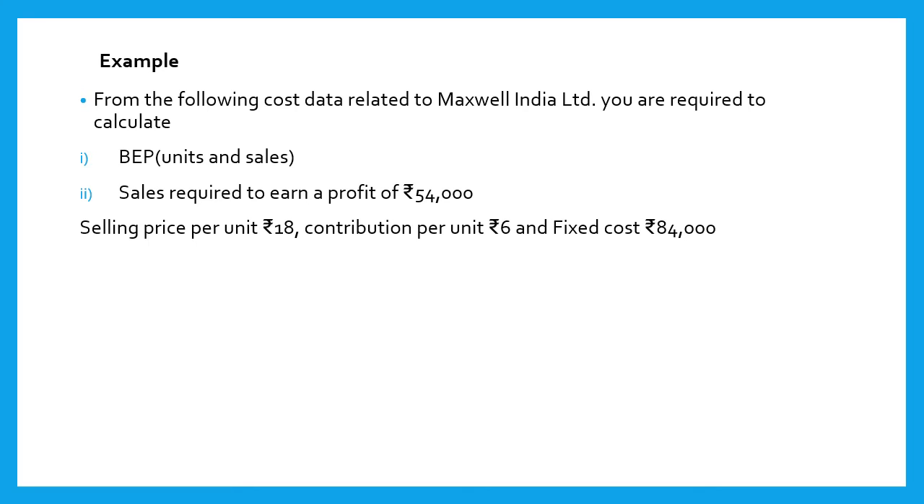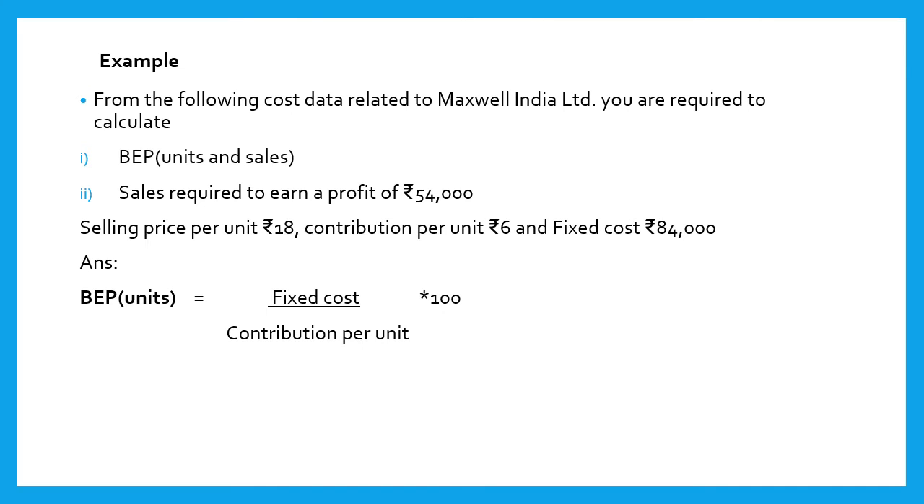Now let's move forward to another example. From the following cost data related to Maxwell India Limited, you are required to calculate BEP in units as well as in sales. Second, sales required to earn a profit of rupees 54,000. They are given the information, that is selling price per unit rupees 18, contribution per unit rupees 6 and fixed cost rupees 84,000. So firstly we will calculate BEP in units.